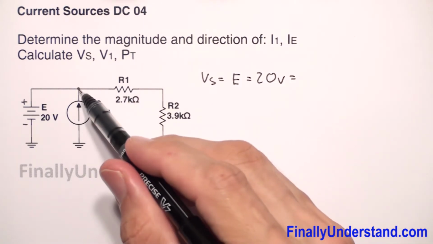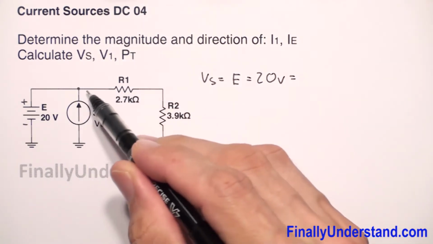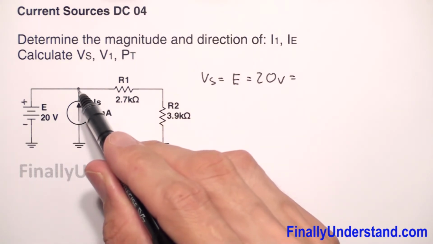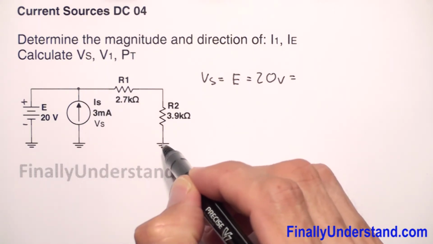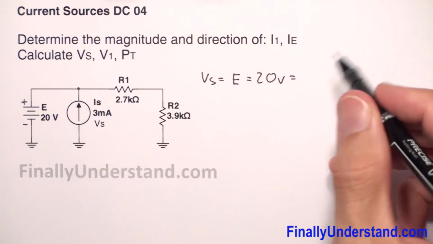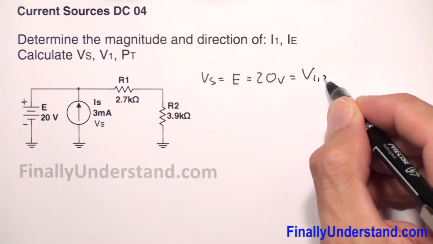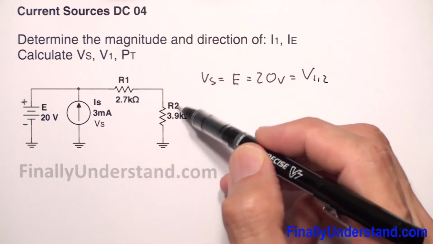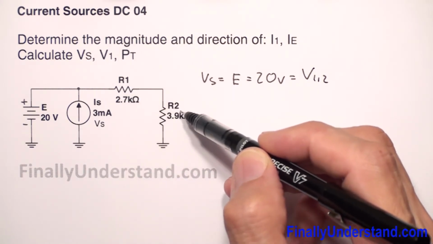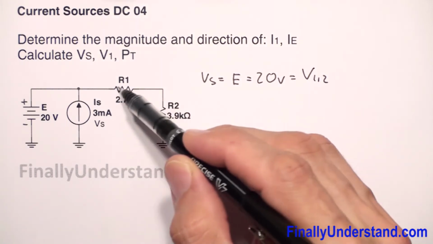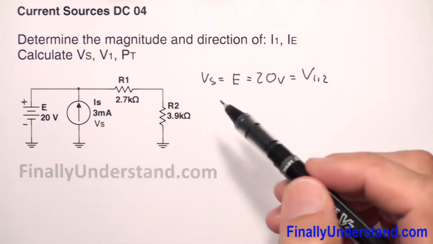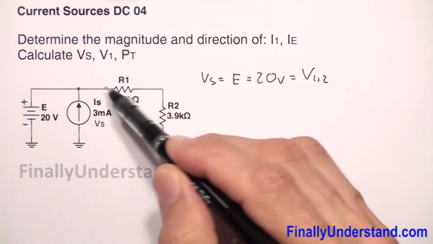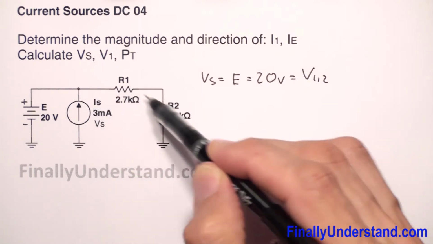This is also voltage across these two resistors. So it means that I'm going to have also 20 volts between this point and ground. I can say this is V12. It doesn't mean that I'm going to have 20 volts across resistor R1 and 20 volts across resistor R2. Keep in mind these two resistors are in series, but the voltage V12 is representing the voltage from this point to ground. This is voltage across these two resistors together.